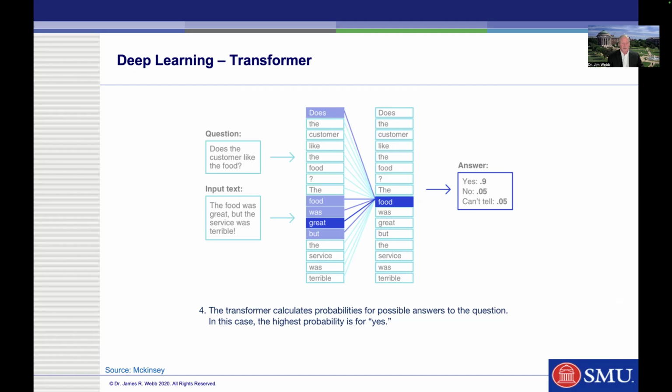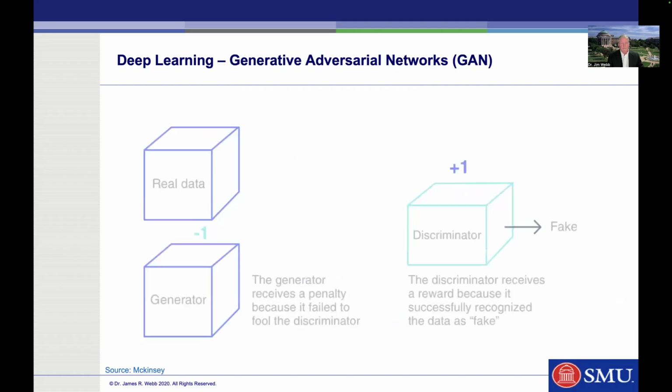So food was great. You can see there's something that calculates the probability that the answer to this question is yes. In this case, 90% probability yes, 5% probability no, and another 5% probability I don't know. But the highest probability in this case is yes, just the way that the words were arranged.